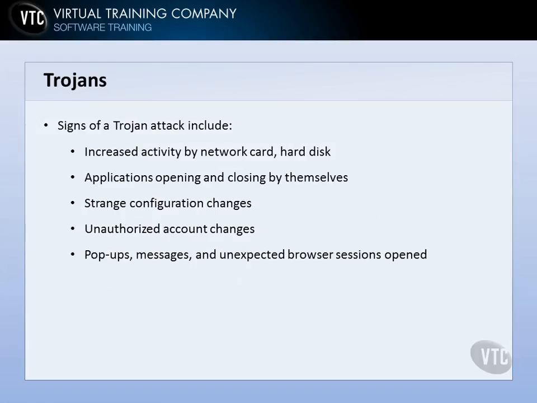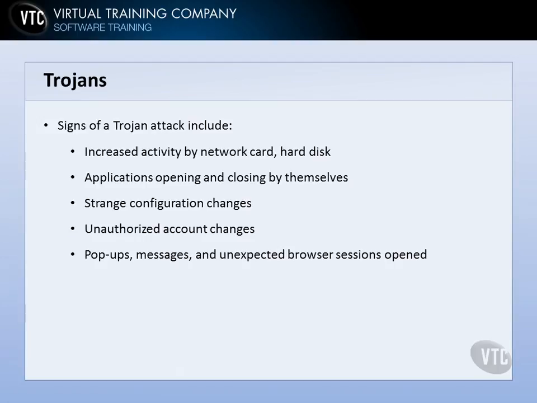Now, if you've been attacked by a Trojan, there are a couple of things you might want to look for. Signs of a Trojan attack include increased activity by your network card or your hard disk. Maybe your hard disk is thrashing like crazy because it's going through files or transferring files off the box. The network card may be using up a lot of network bandwidth because it may be executing an attack or carrying out commands from the attacker. Programs that open and close by themselves, sometimes for just an instant. Things that happen on the system that you don't understand, like the mouse pointer moving by itself or the CD-ROM tray opening and closing. Those could be signs of an attack.